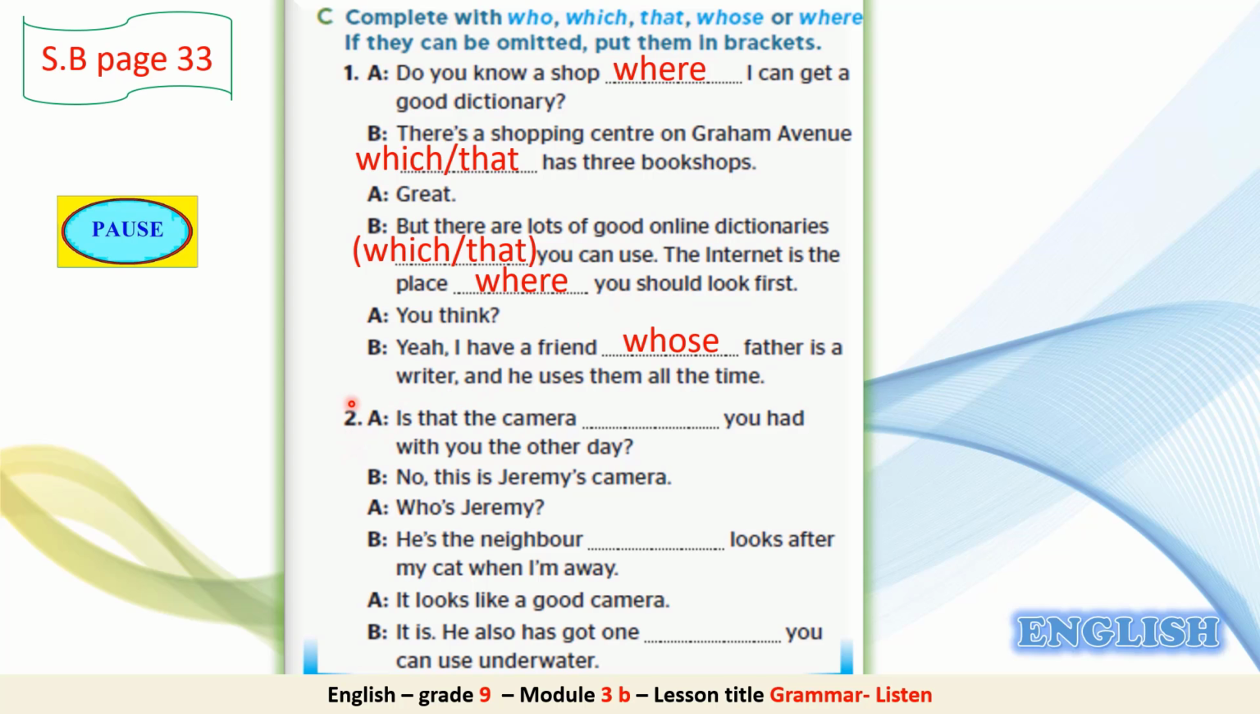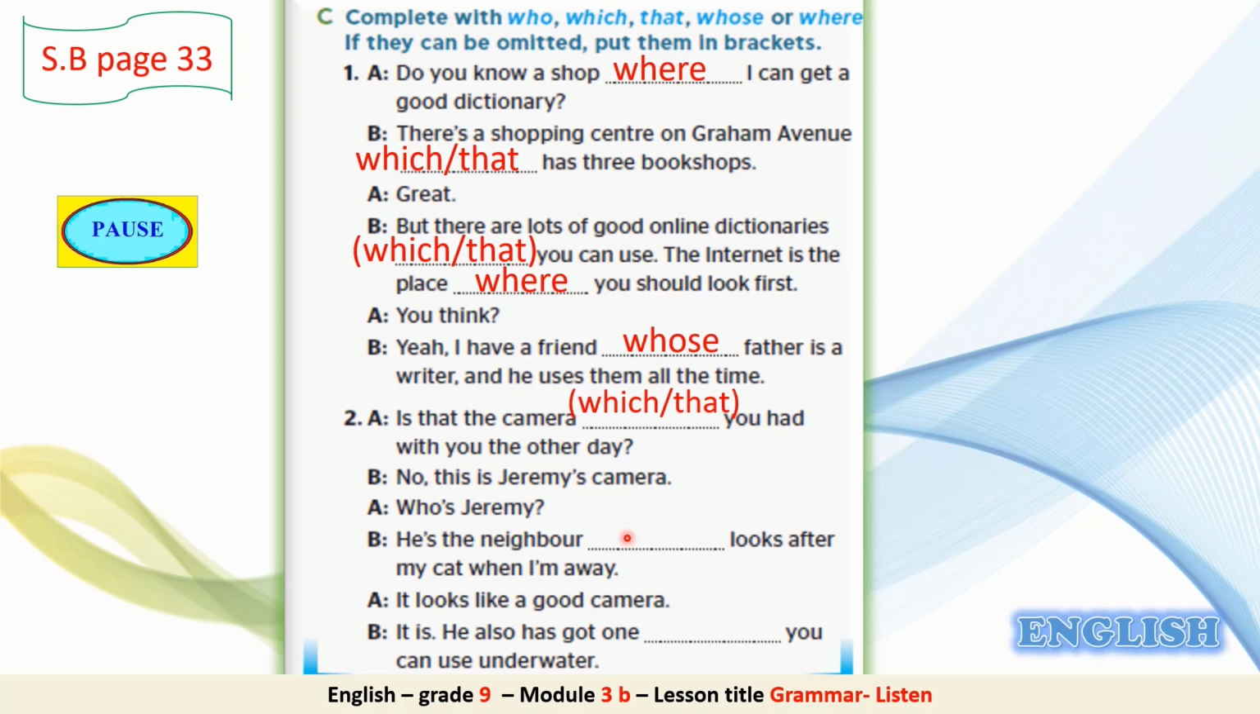Now let's move on to number 2. This one, what do you think this one is? Excellent. It's which or that. Why? Because here we are talking about a camera. It's a thing. Why do we put it in brackets? Because which camera? The camera you had. You had what? You had the camera. So the camera is the object of the verb had. If it refers to the object, we can omit it. So we put it in brackets.